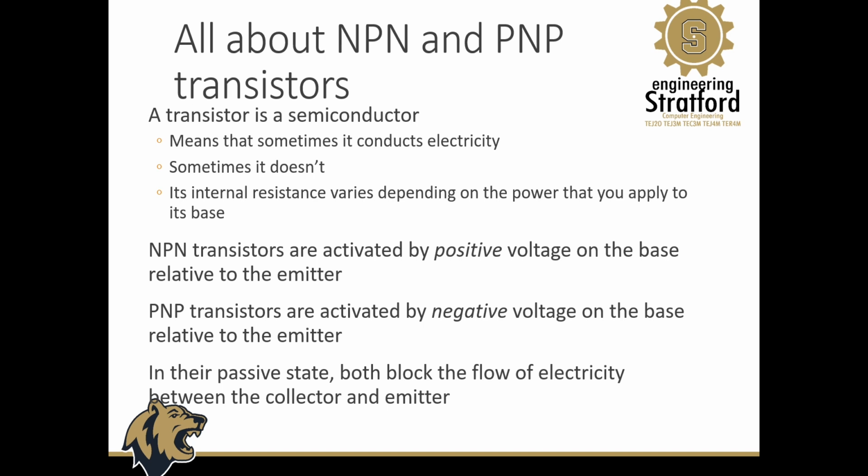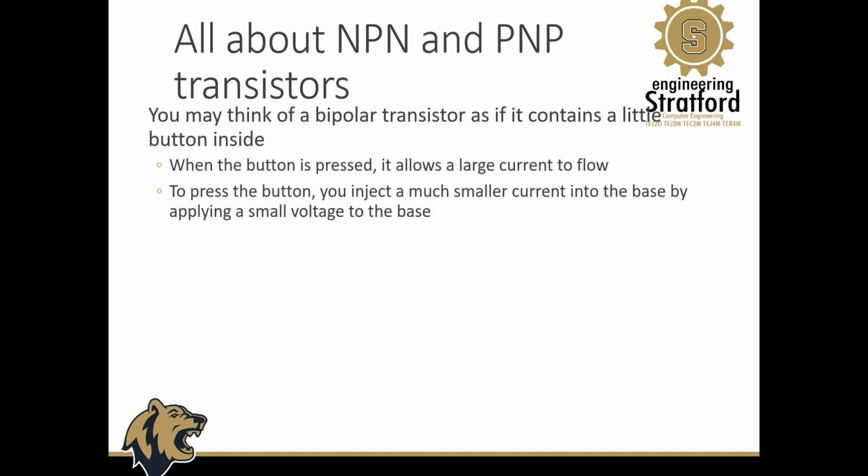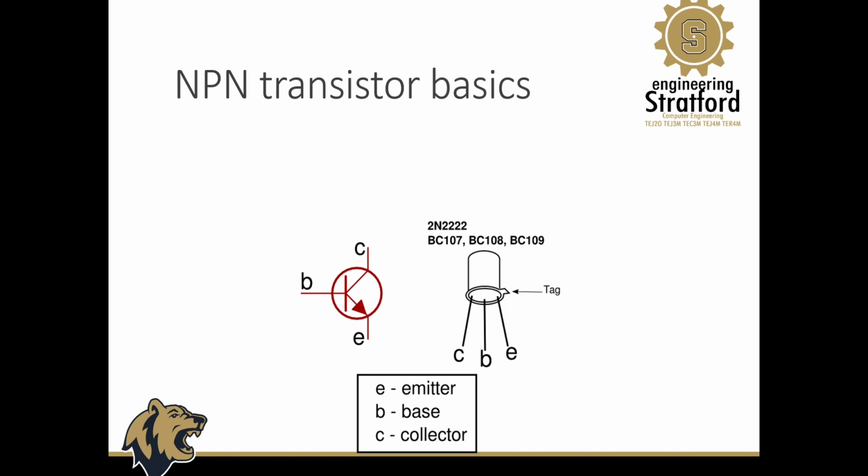But in their passive state, both of them block the flow of electricity between the collector and the emitter. So if nothing's being applied to the base, the current from the collector does not get through to the emitter, or at least there might be a tiny little leak of it, but not enough to actually do any real work. So you may think of a bipolar transistor as if it contains a little tiny button like the buttons we've used in class inside. When the button's pushed, it allows a large current to flow. To press the button in a transistor, all you do is you inject a tiny amount of current onto the base by applying a small voltage to that base.